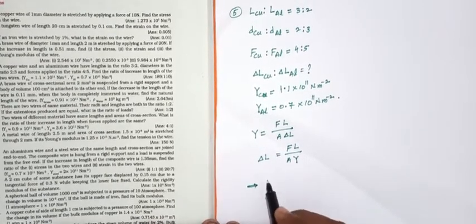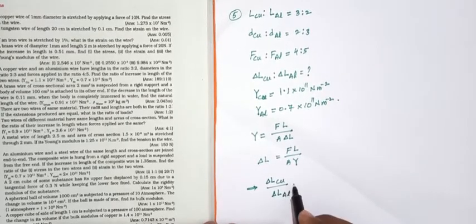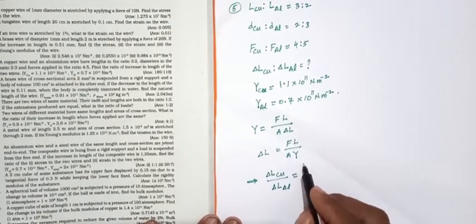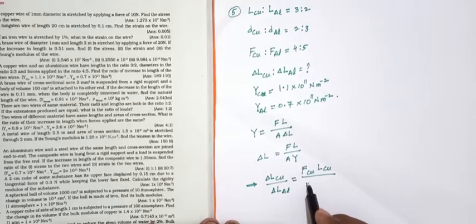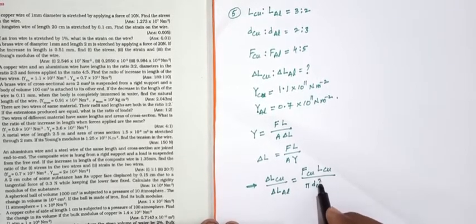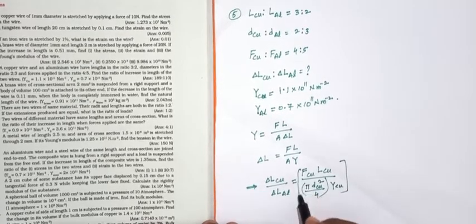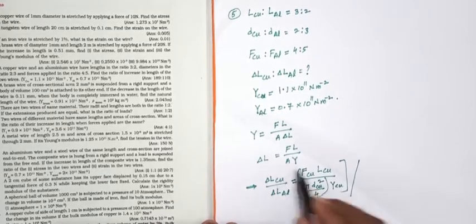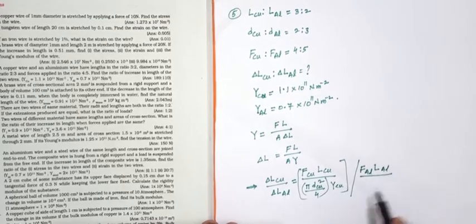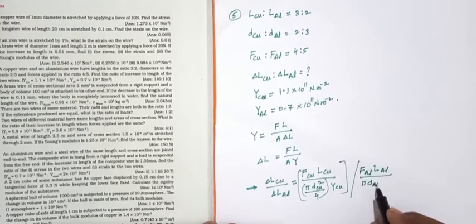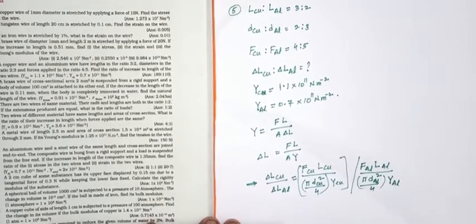So here, delta L copper divided by delta L aluminium equals, first of all, force of copper and length of copper divided by area, which is pi d copper whole square by 4, into Young's modulus of copper, divided by force of aluminium into length of aluminium divided by pi d aluminium whole square by 4, into Young's modulus of aluminium.